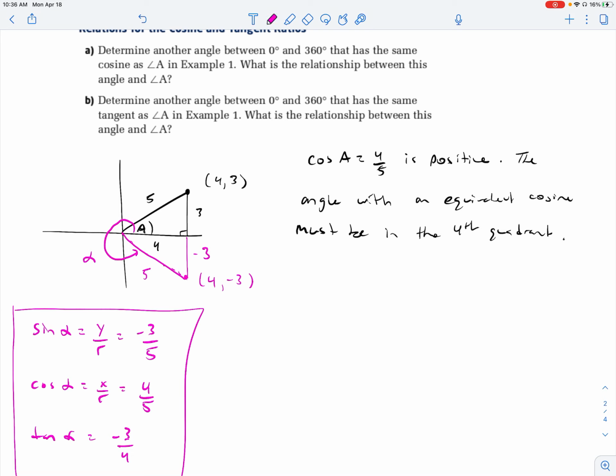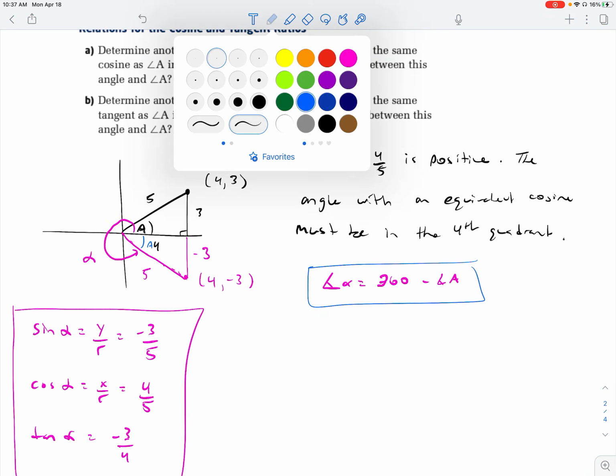What is the relationship between this angle and angle A? Well, we could say that angle alpha is equal to 360 minus angle A. 360 minus angle A. How do I know that? Well, I know that this angle here is also equal to angle A. So all the way around is 360. 360 minus this angle A gives me what's left over, alpha. So this is the relationship for that.